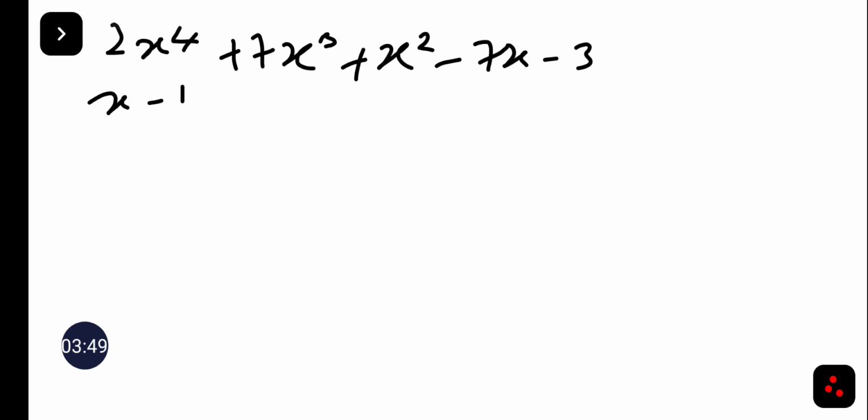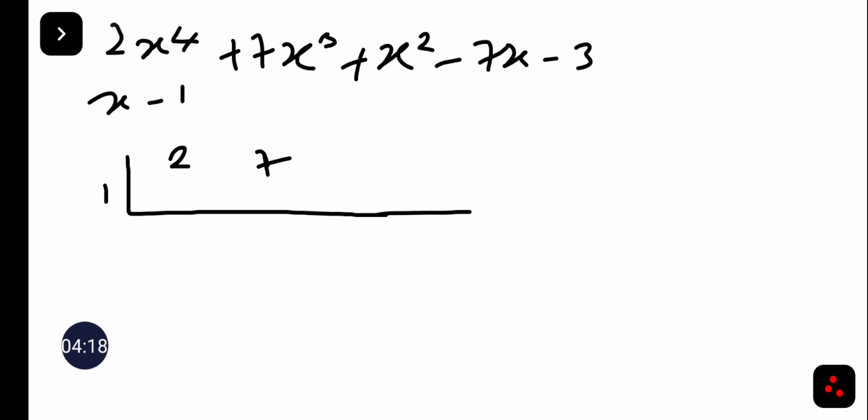Now, to factorize it, if we are told that that is a factor, we are going to use synthetic division. This is what we'll do. We'll use that factor, x minus 1. If x minus 1 equals 0, it means x is 1. We have 1 here. Then the coefficient of x to the power 4 is 2, of x cubed 7, of x squared 1, of x negative 7, and the constant term negative 3.